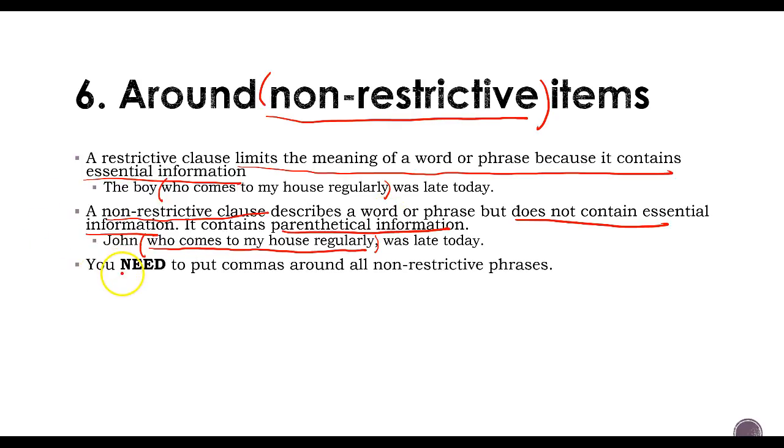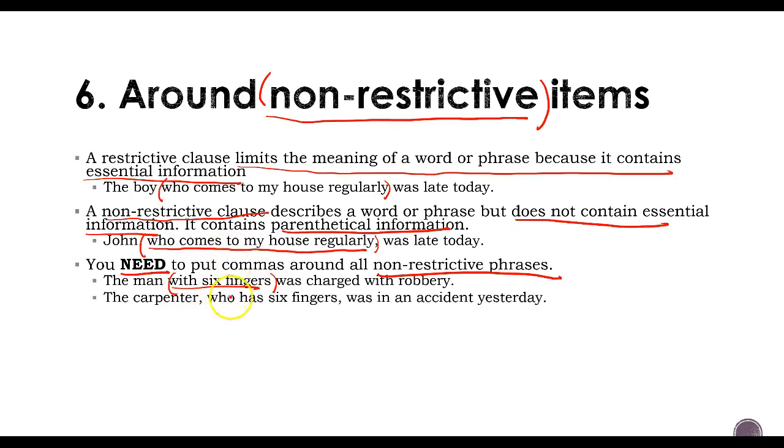So here's the rule. You need to put commas around all non-restrictive phrases. So if the phrase isn't that important to the sentence, make sure you put commas around it. The man with six fingers was charged with robbery. So here the phrase "with six fingers" is limiting the man, so it's an essential part of the sentence. "The man with six fingers was charged with robbery" is different than "the man was charged with robbery," because "with six fingers" is an essential characteristic of the man, so we don't put commas around this because this is a restrictive phrase.